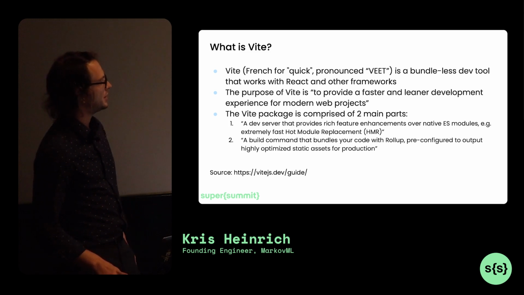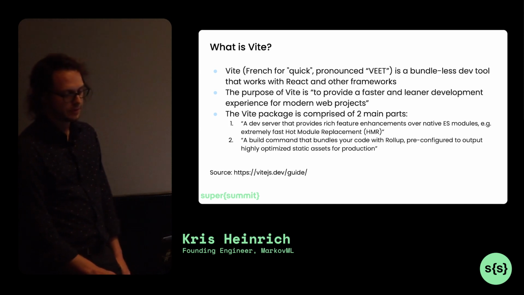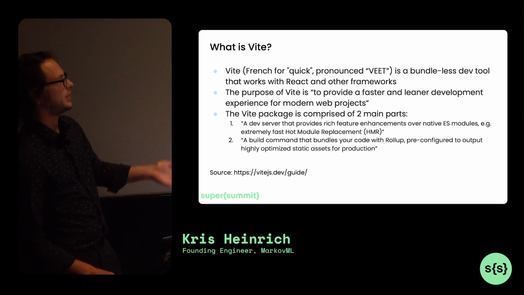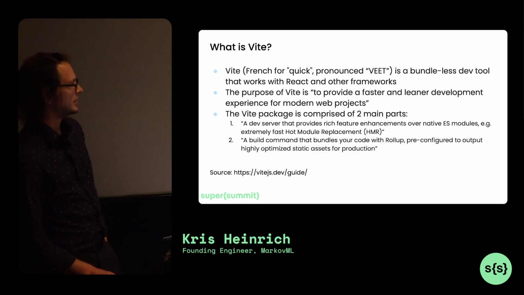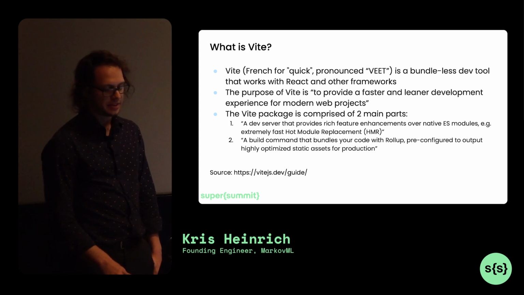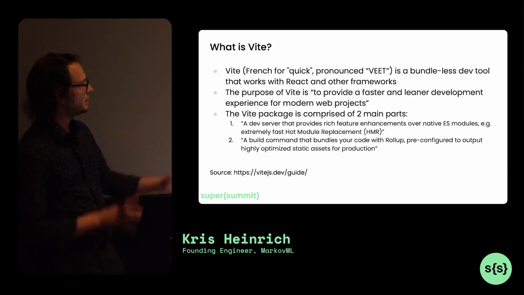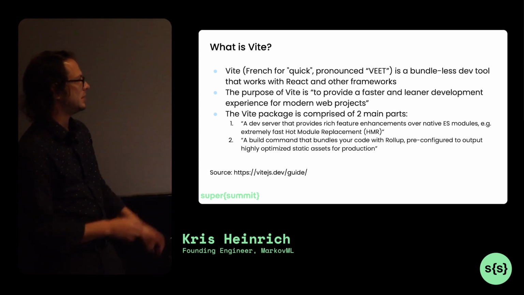And the Vite package is comprised of two main parts. So there's the dev server that provides rich feature enhancements over native ES modules. ES here is just ECMAScript. That's the formal name for JavaScript. So you can read that as JavaScript modules. For example, extremely fast hot module replacement. And then the other part is the build command that bundles the code up using another tool called rollup. And that's pre-configured to output highly optimized static assets. So those are the two sub-components of Vite.